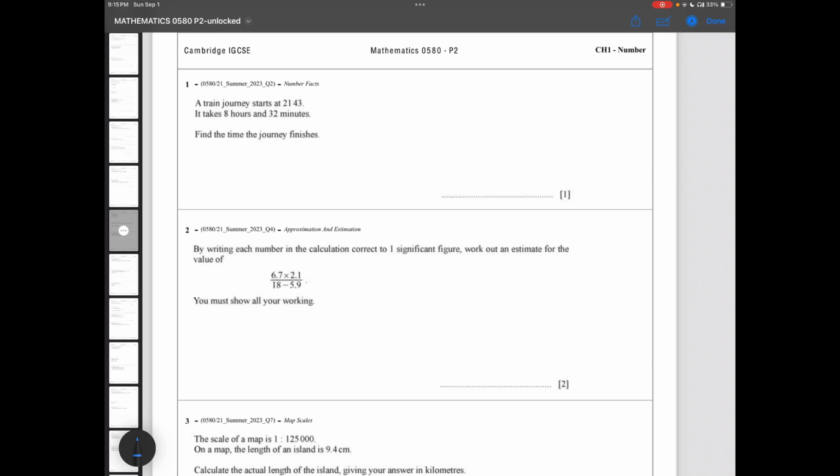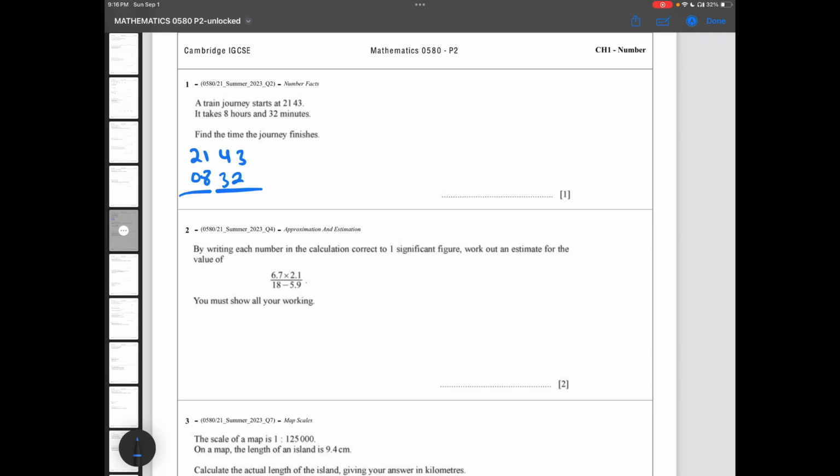So let's start the paper. The first question says a train journey starts at 21:43. It takes 8 hours and 32 minutes. Find the time the journey finishes. So in this question we have been given the departure time, that's 21:43, and we have been given the duration of the journey, that's journey time, 8 hours 32 minutes. And we are supposed to find the time the journey finishes, which is the arrival time.